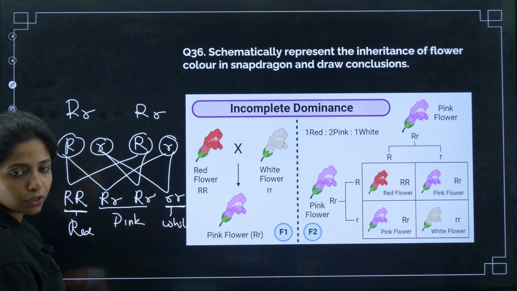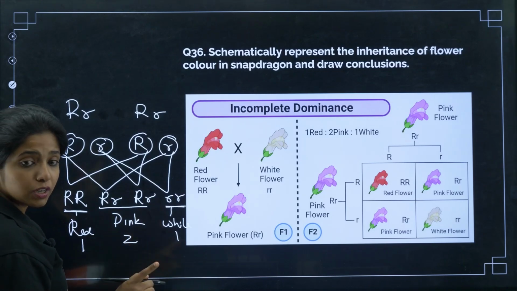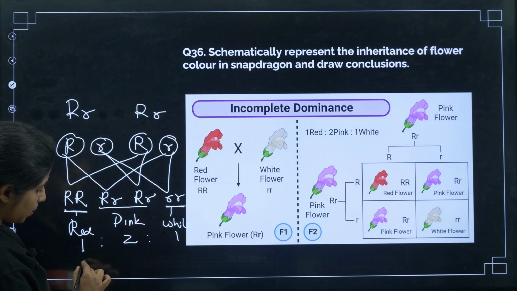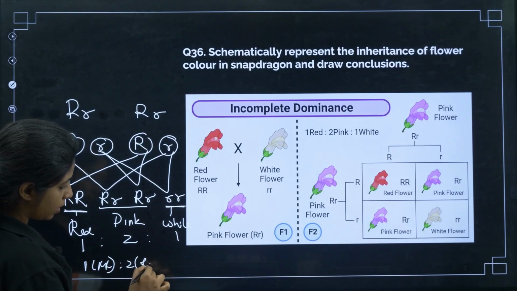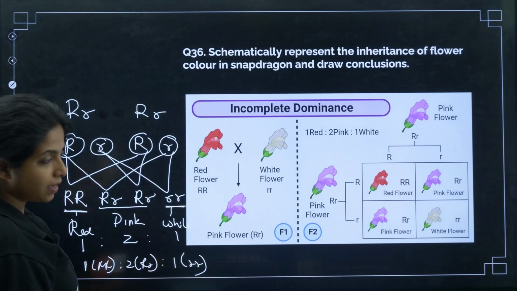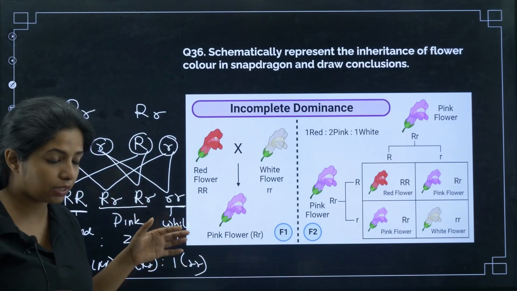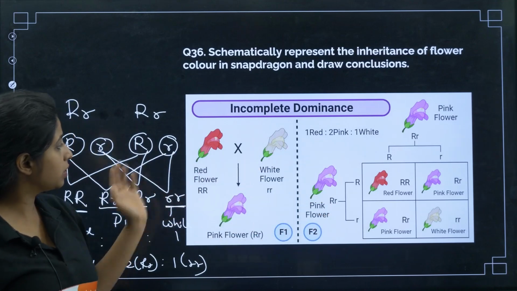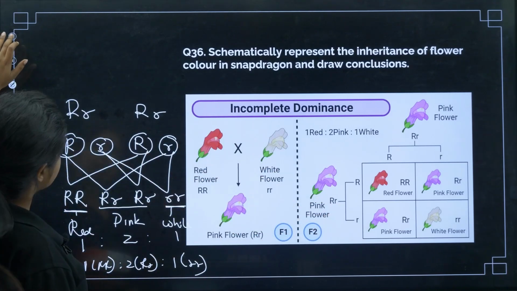If you are asked the phenotypic ratio, only one is red, two of them are pink and one is white. Okay, this is the phenotypic ratio. Genotypic ratio is one is capital R, capital R, two of them are capital R, small r, and one of them is small r, small r. Okay, so what inference do you get? Still it is showing incomplete dominance, my dear children, and this is the phenotypic and genotypic ratio. You have to write like that, and this is a Punnett square. If you want to make the Punnett square instead of this, you can do that as well. Works. Chalo, next question.